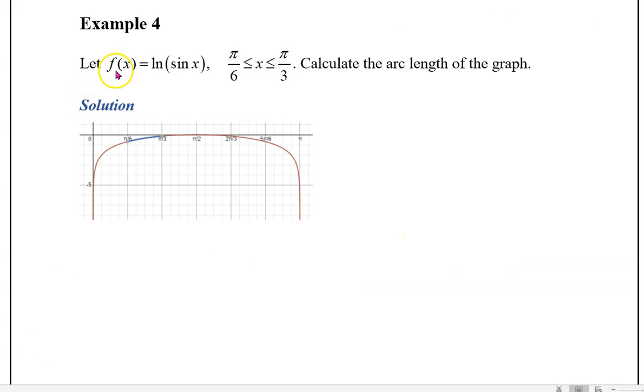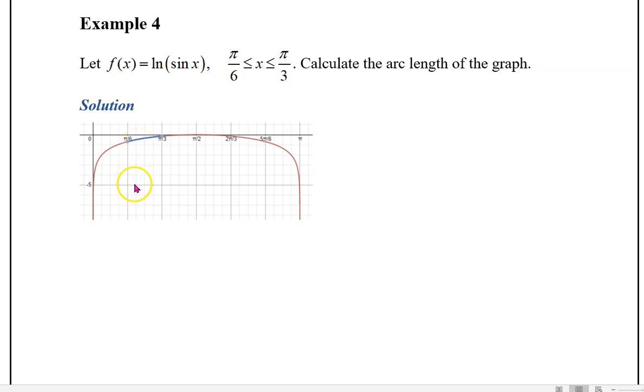In example 4, we have the curve, the natural log of quantity sine of x, and we want to evaluate the arc length between pi over 6 and pi over 3. Now, between pi over 6 and pi over 3 is a relatively small range, given that pi is about 3.14. This is only going up to about 1. That means that I've got a relatively small region, so I'm expecting my arc length to be quite small. When you graph the picture, you can see that it shows up right here, and the region we're looking at is this tiny little section in blue.